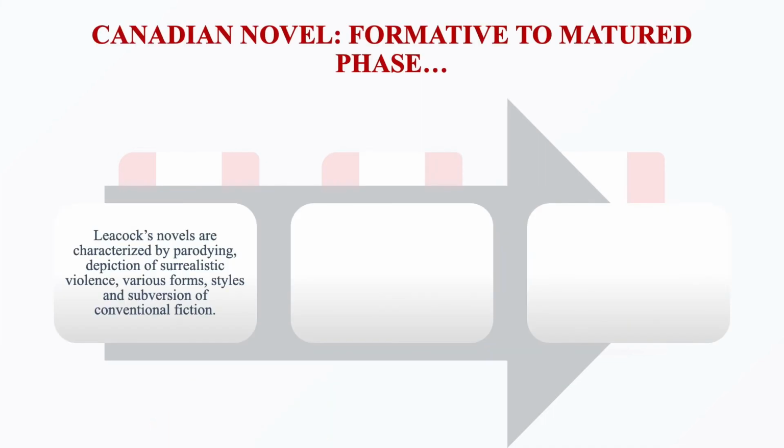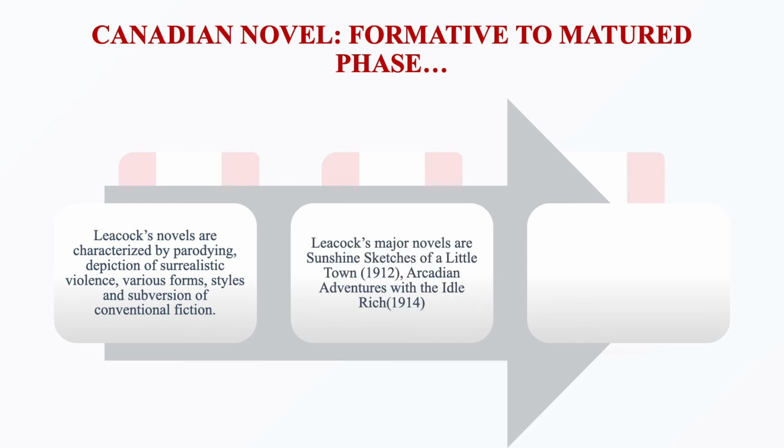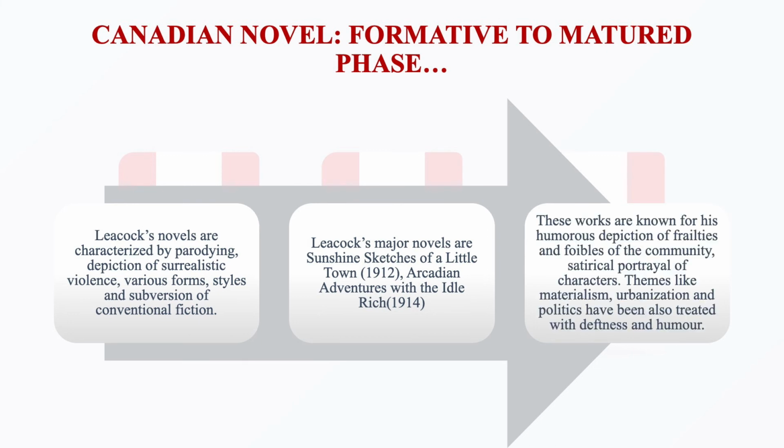Leacock's novels are characterized by parodying, depiction of surrealistic violence, various forms, styles, and subversion of conventional fiction. Leacock's major novels are Sunshine Sketches of a Little Town, 1912, and Arcadian Adventures with the Idle Rich, 1914. These works are known for his humorous depiction of frailties and foibles of the community, and satirical portrayal of characters. Themes like materialism, urbanization, and politics have been treated with depth and humor.